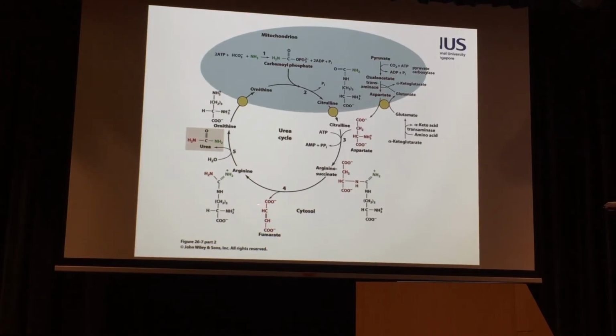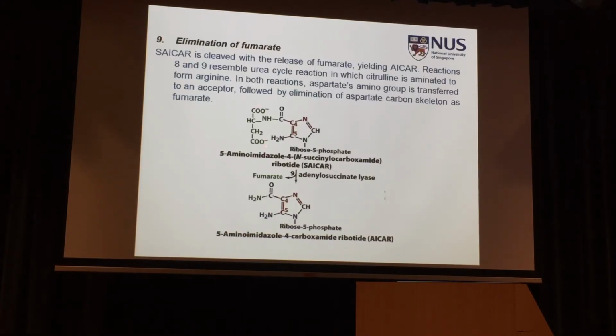So fumarate is symmetrical: COO minus, CH double bond CH, COO minus. This is the same reaction. We eliminate the carbon skeleton of aspartate as fumarate, with a double bond here, and in the end you're left with just an amine group on the CO group. So now we have 1, 2, 3, 4, 5.